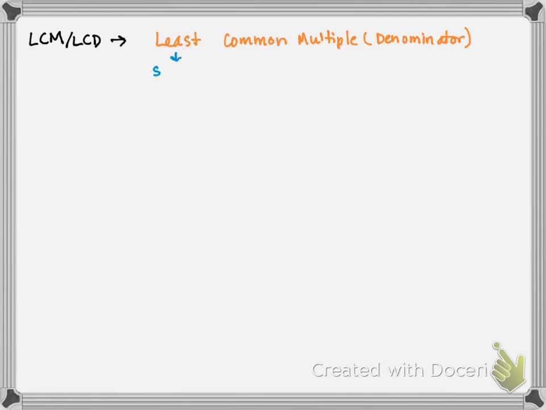Okay, so what do each of the pieces mean? Least means smallest. So we're looking for the smallest number in this case. Last time was the greatest number. Common means exactly the same thing, same. So it's something that they both have that's the same. And then multiple, or denominator in this case, is going to be a number that both values can be divided into.